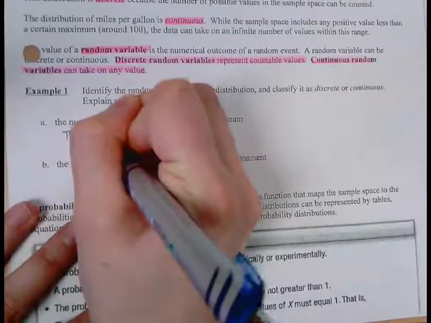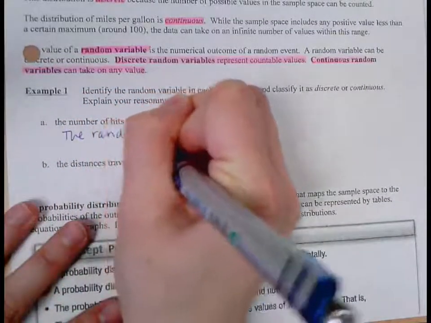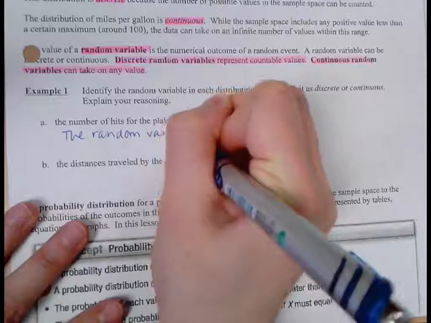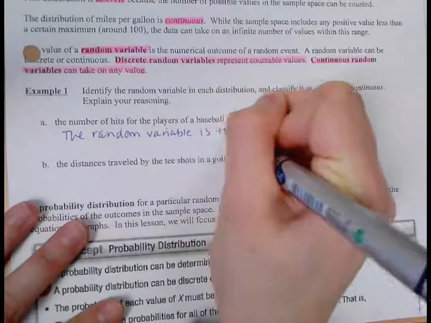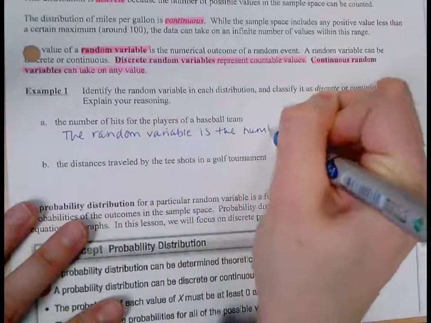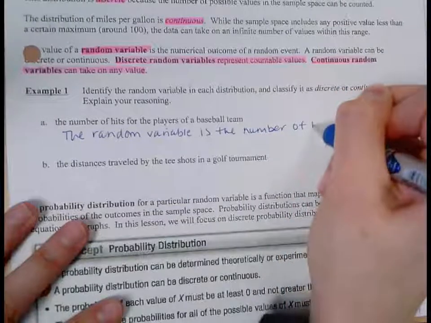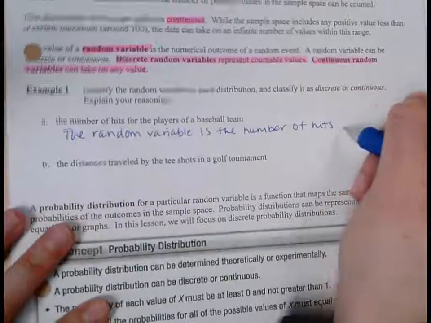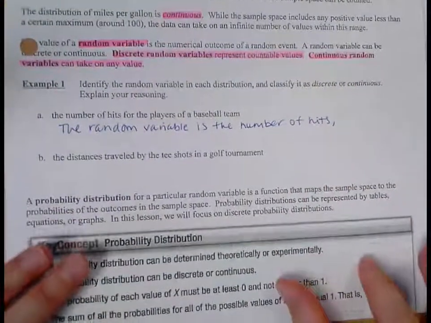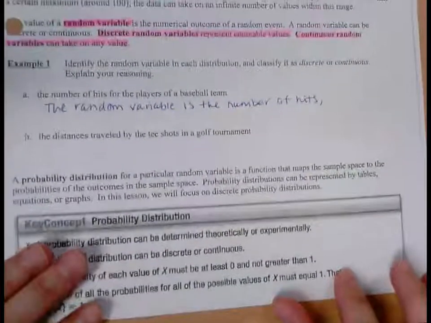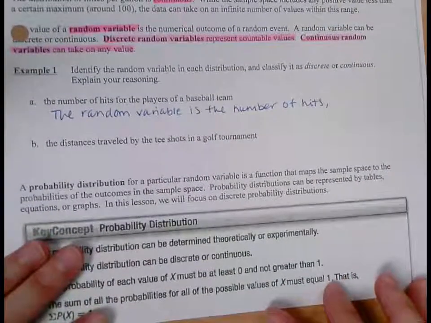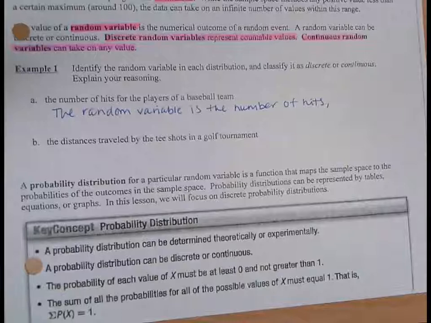So I'm going to write this in a complete sentence here. The random variable is the number of hits. And then knowing what I just described above, would you say the number of hits for the players of a baseball team, would that be a discrete random variable or continuous?